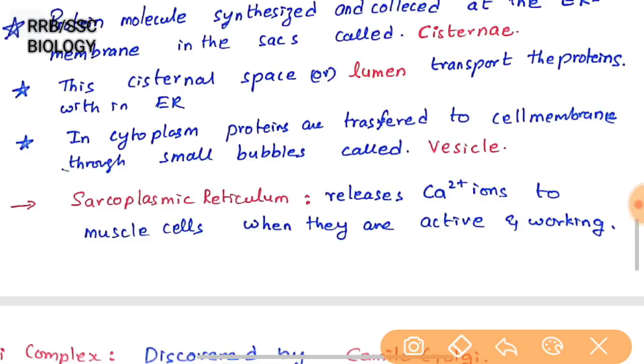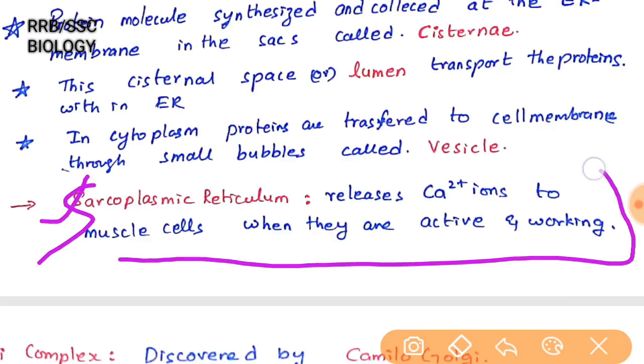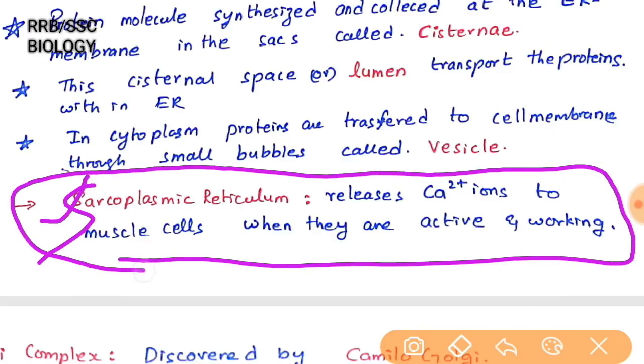It is called sarcoplasmic reticulum, which releases calcium 2 plus ions to muscle cells when they are active and working. The other type of reticulum, the sarcoplasmic reticulum, is also present. This is not in the actual syllabus, this is an extra point which I have given. What is the organelle which gives calcium ions to the muscle cells? Sarcoplasmic reticulum.